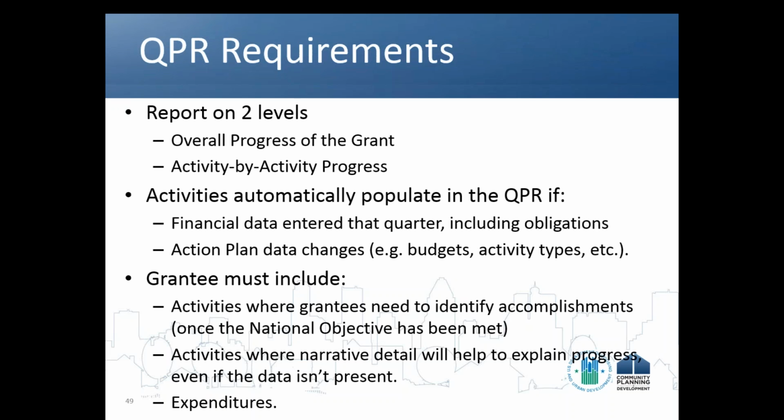The grantee must include the activities where you need to also identify accomplishments. So once a national objective has been met, that is when you detail your accomplishments. Even though that activity might not automatically pull into your no financial data or action plan data changes, you'll still want to pull that into your QPR and talk about those accomplishments being met. And again, that happens once the national objective has been met.